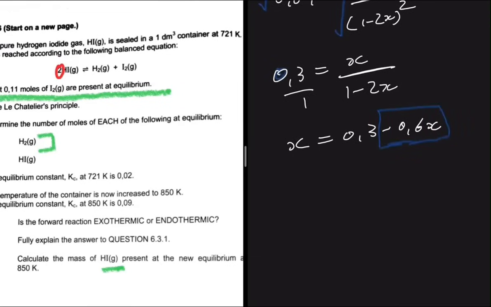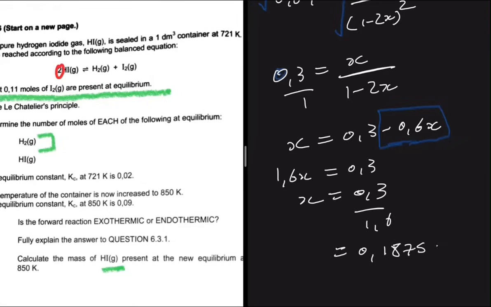Right, so you can see that we can take this term to the left hand side. If we do that, we're going to get 1.6x equals 0.3. So x is equal to 0.3 divided by 1.6. What is 0.3 divided by 1.6? I'm getting 0.1875 moles. So the value of x is 0.1875 moles.